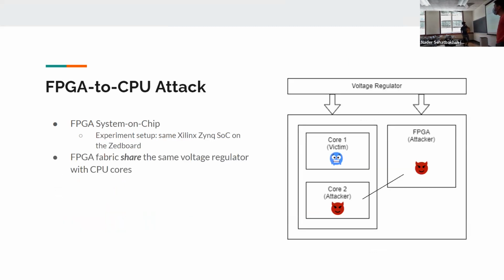And then the second scenario is an FPGA to CPU attack. Basically, the authors are using an FPGA system on chip, which means that a dual core CPU and the FPGA fabric are embedded on the same silicon die. Usually they share one single voltage regulator so that the FPGA can still read some voltage information from the victim core. And this also happened to be the case with the dev board that they are using.